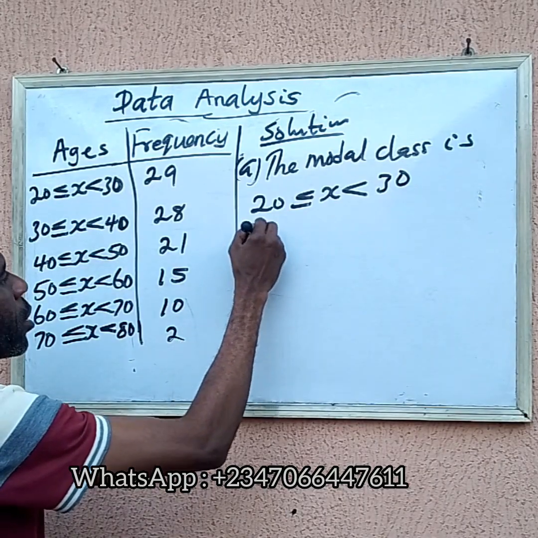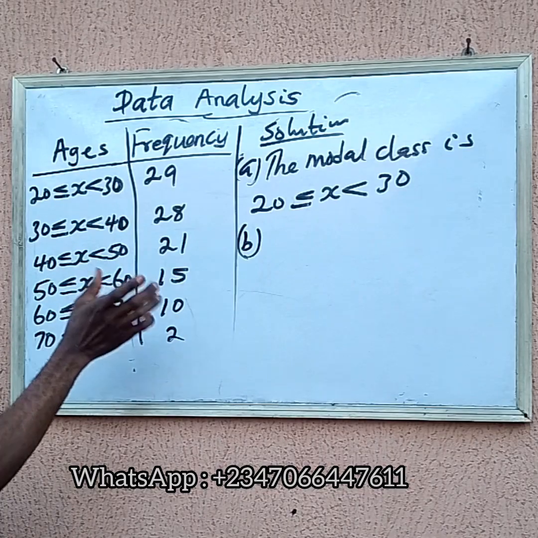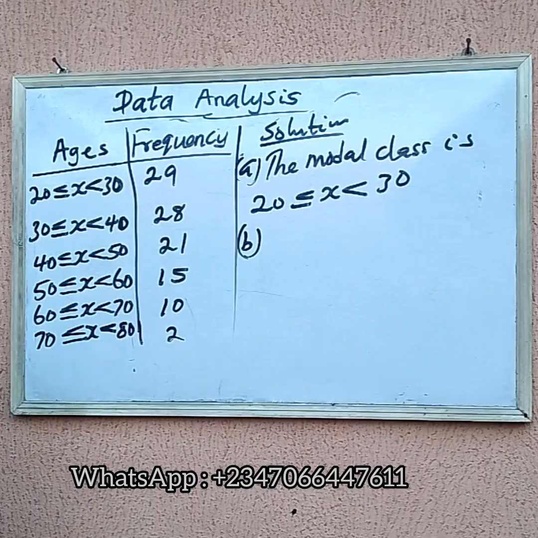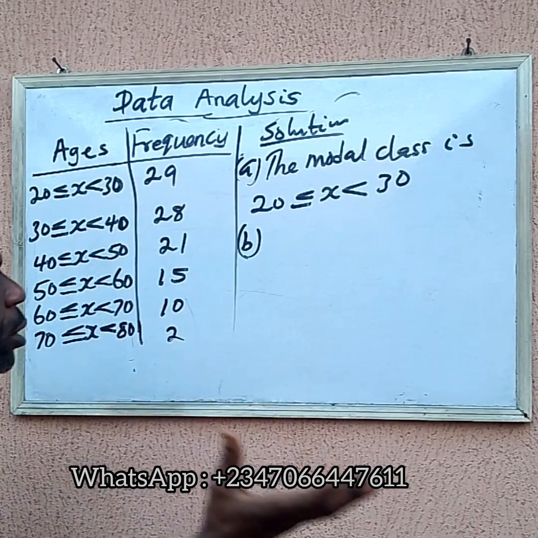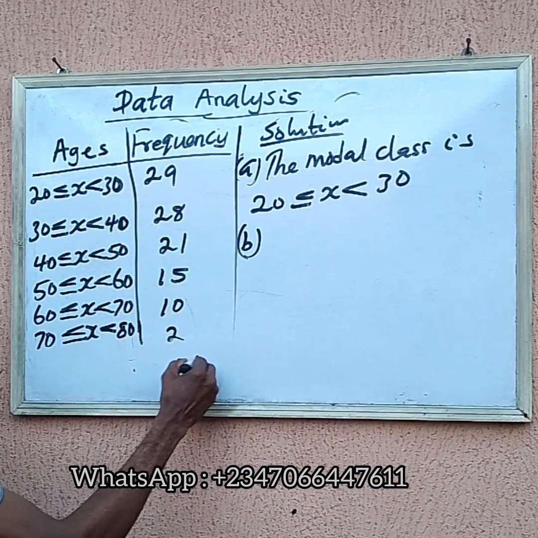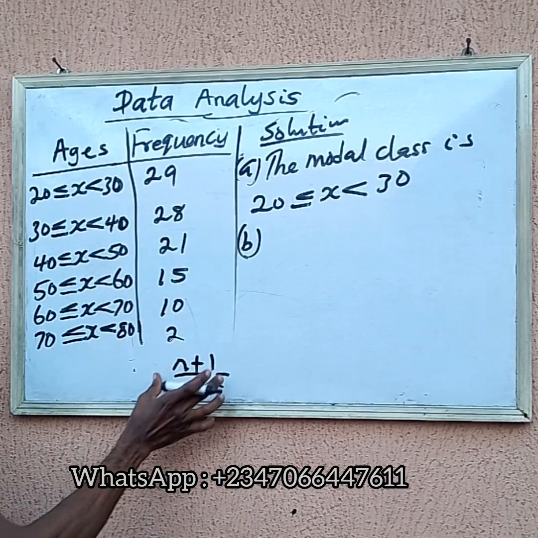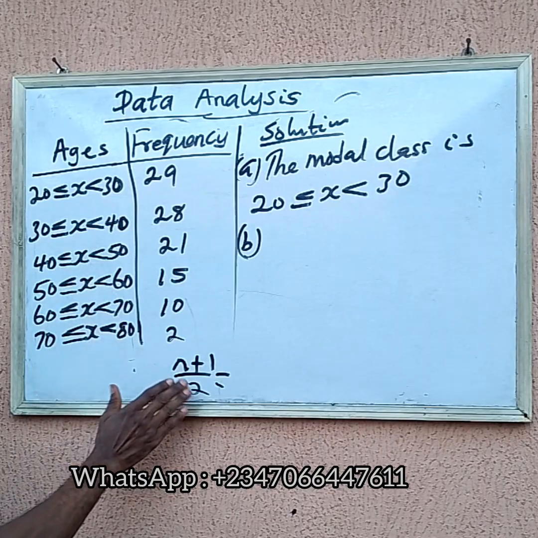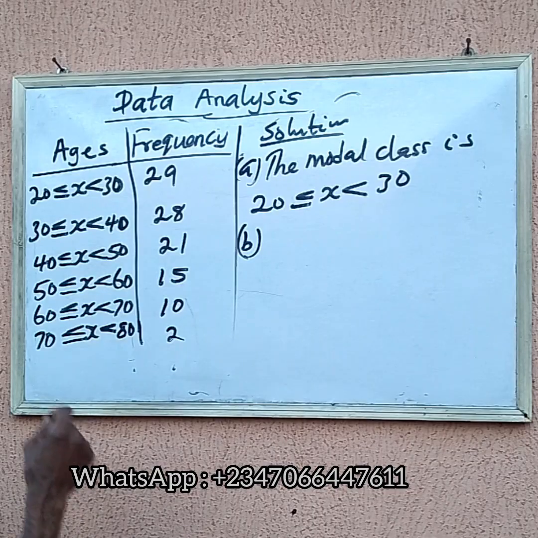Then B, let's look at B. B says the class in which the median lies. For a grouped frequency, we can't get the median the way we do in a normal distribution where we have single frequencies. There you just count the numbers, or you say n plus 1 all over 2. We don't use this here because this is a grouped frequency distribution. So how do we get the median for a grouped frequency distribution?